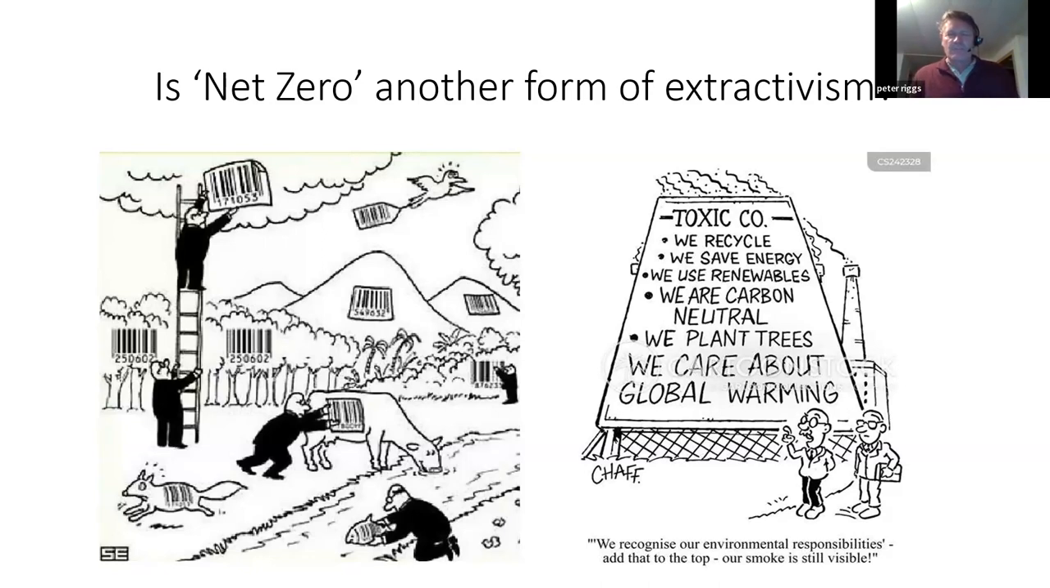But should we be comfortable with this? Should we trust these net zero targets? Where did they come from? How did we get here? I'm going to describe four areas in which removals were suggested as a solution. First and most importantly, removals were suggested as a solution by climate modelers.